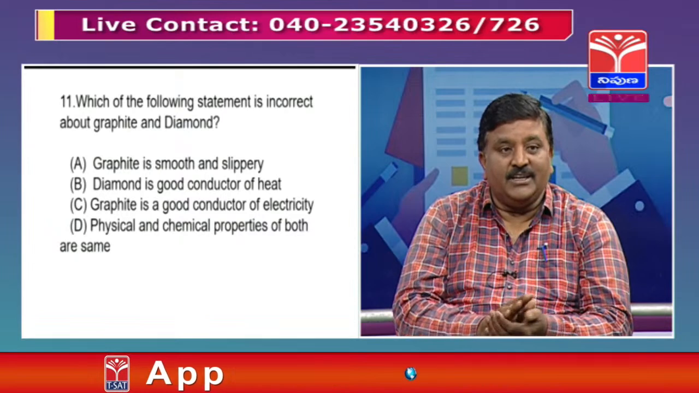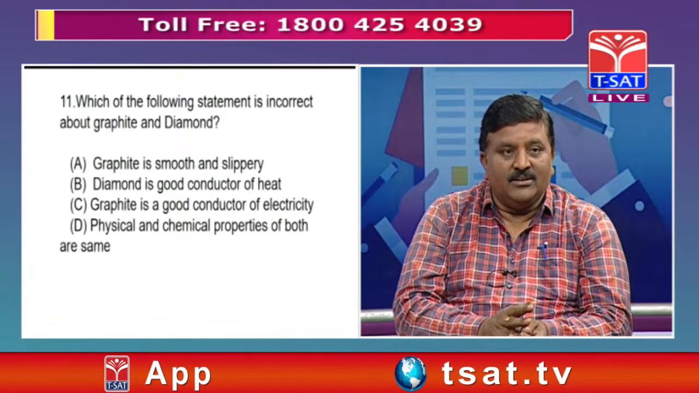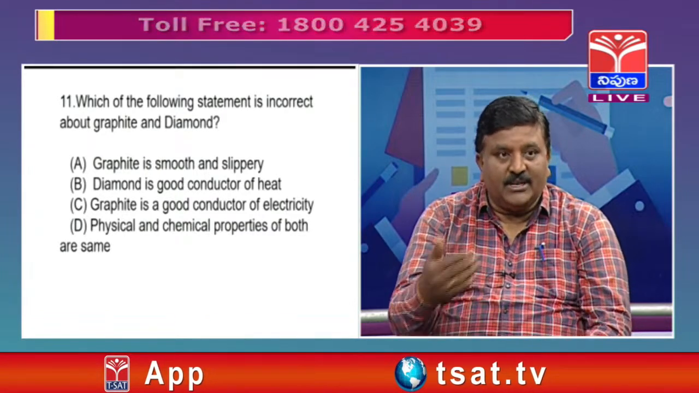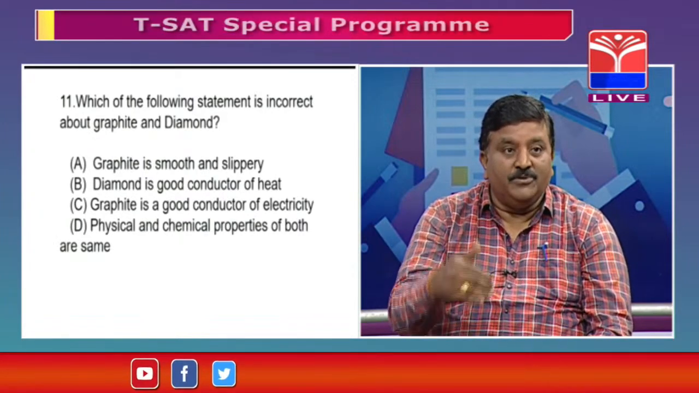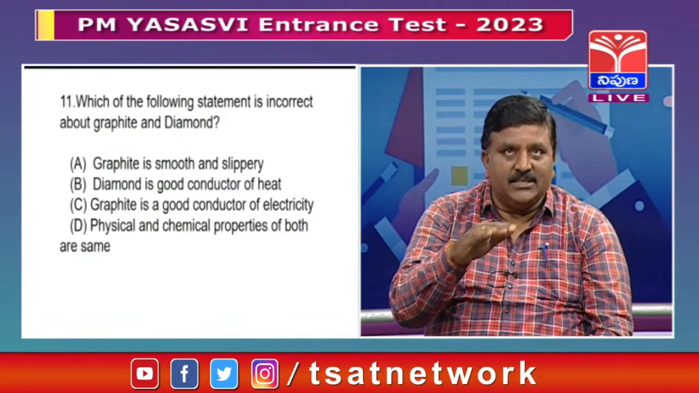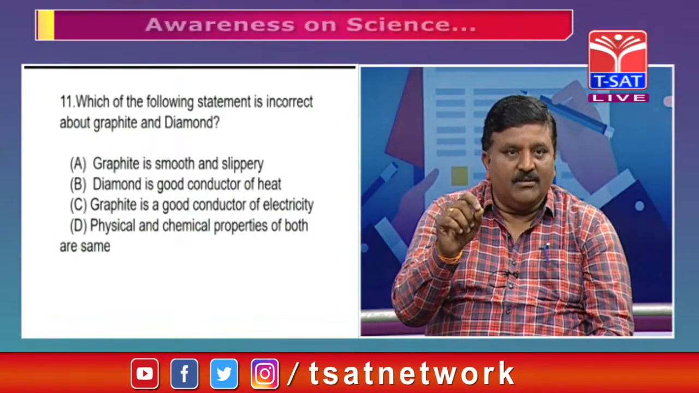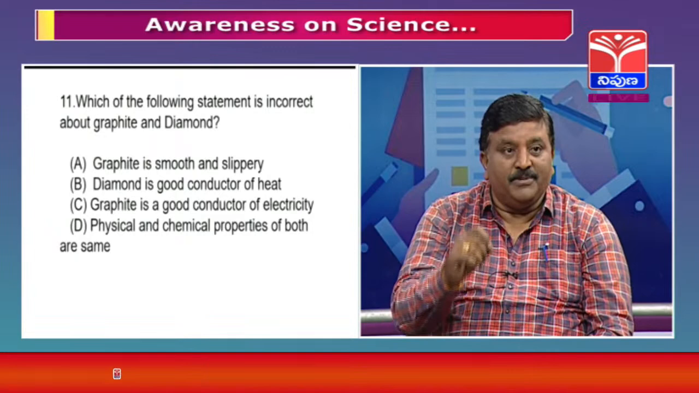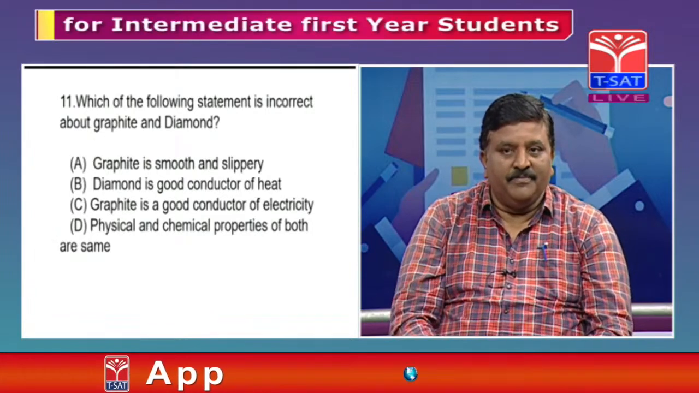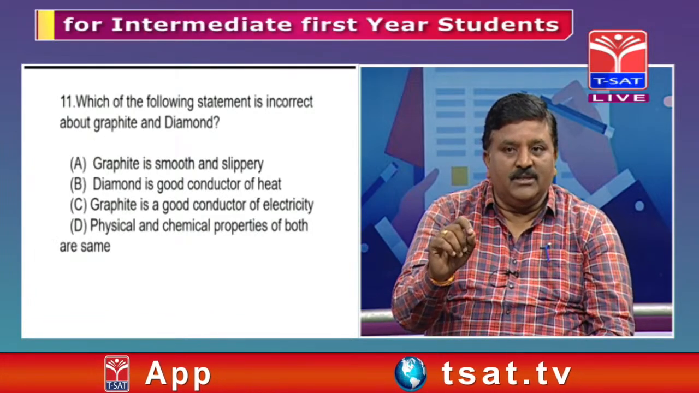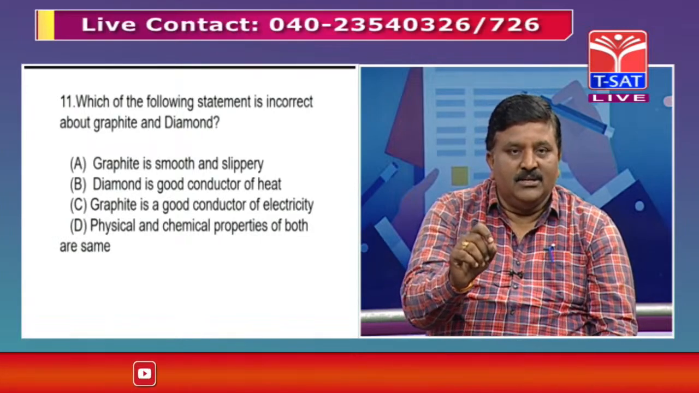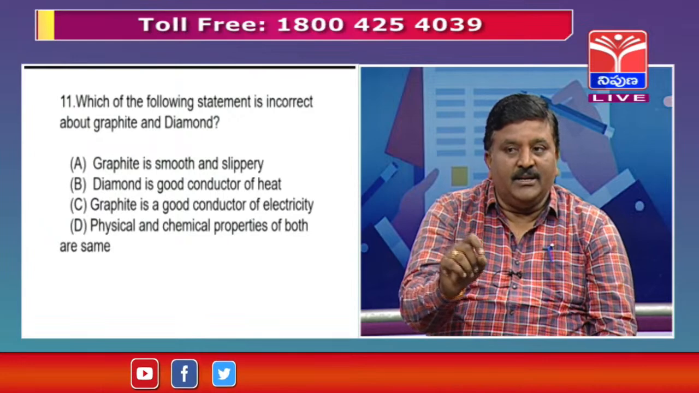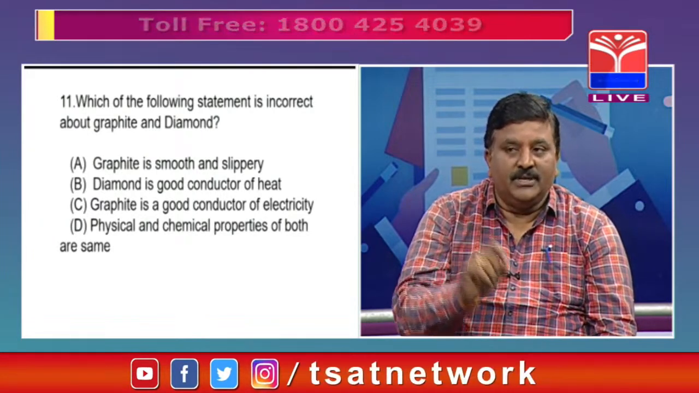So, graphite conducts electricity. Recently, another allotropic form, graphene, is being used in electric conductors. In future, graphene may come in place of copper. So, it is also one of the allotropes of carbon. Graphite is also an allotrope of carbon, and it is a very good conductor of electricity.